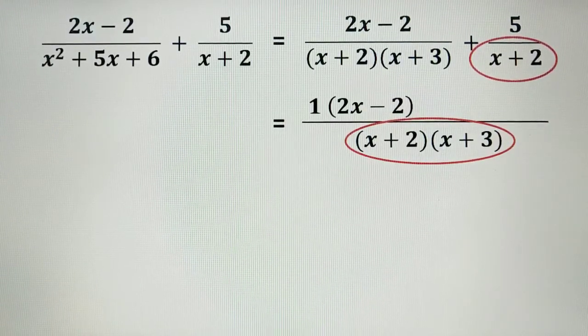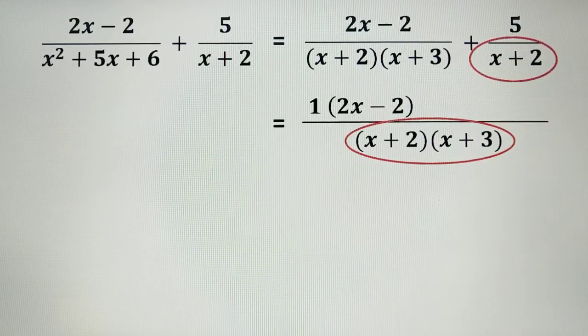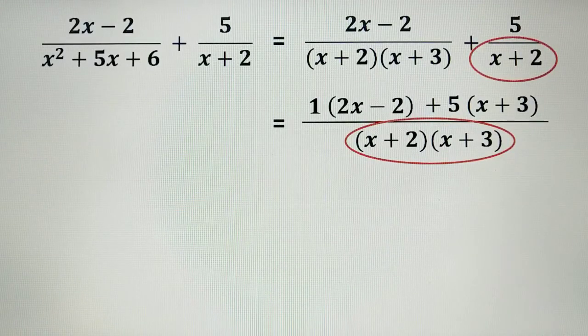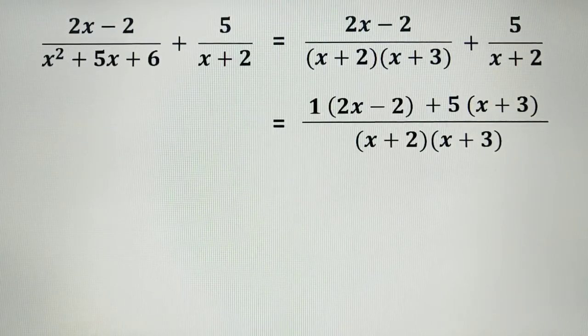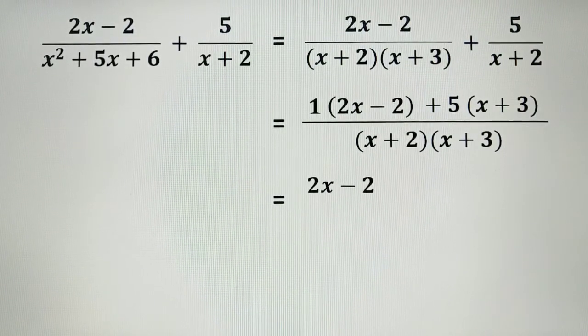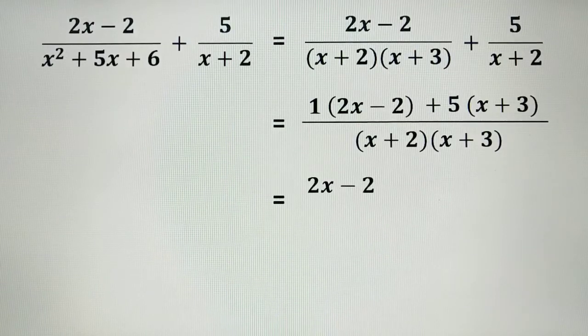Then we will multiply x plus 3 to the numerator 5. That's why we have plus 5 times x plus 3. Then we are going to simplify the numerator. Let's multiply first 1 times 2x minus 2. The answer is 2x minus 2.